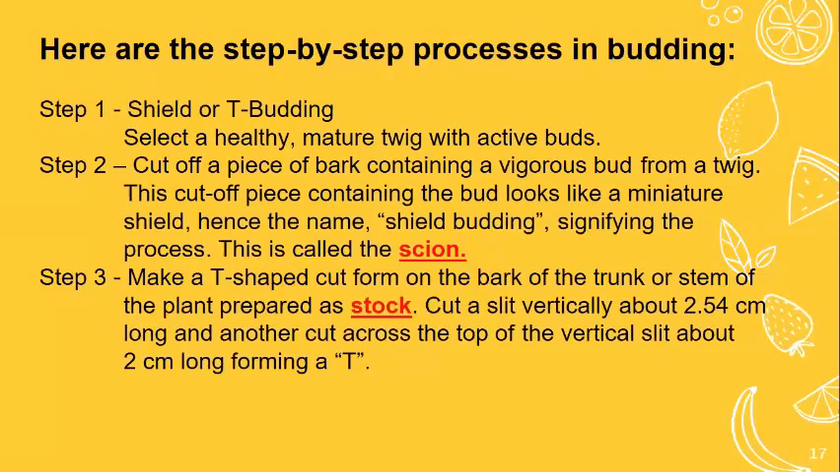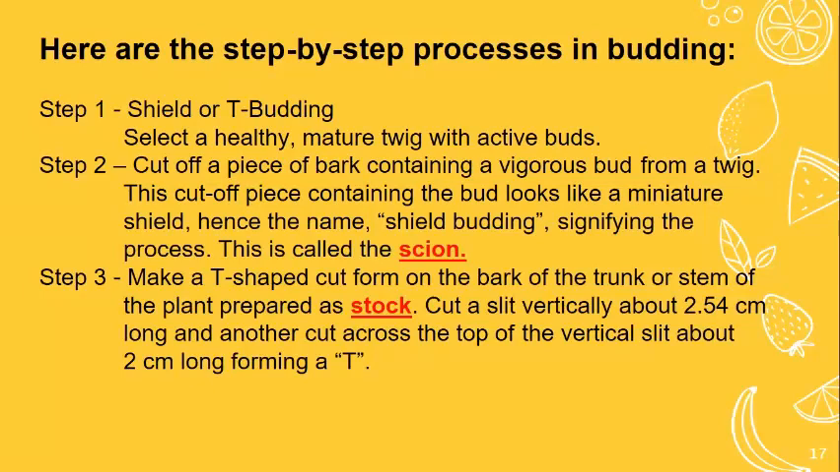Step 2. Cut off a piece of bark containing a vigorous bud from a twig. This cut-off piece containing the bud looks like a miniature shield, hence the name shield budding, signifying the process. This is called the scion.